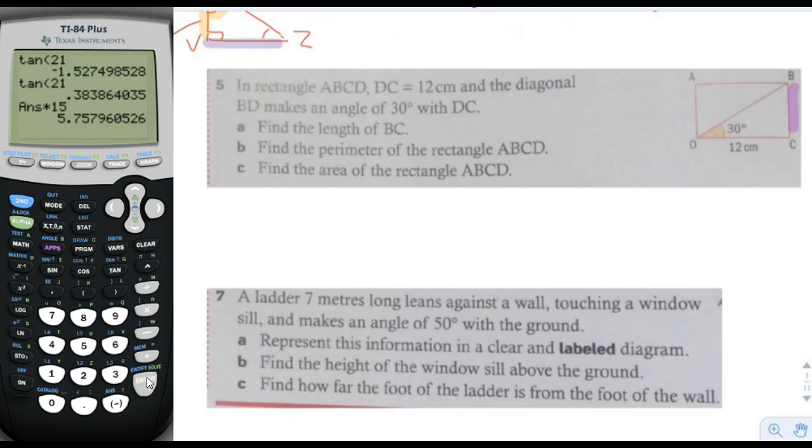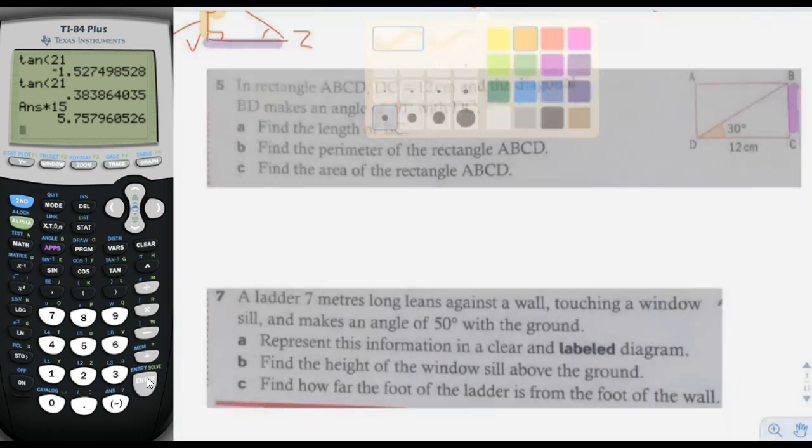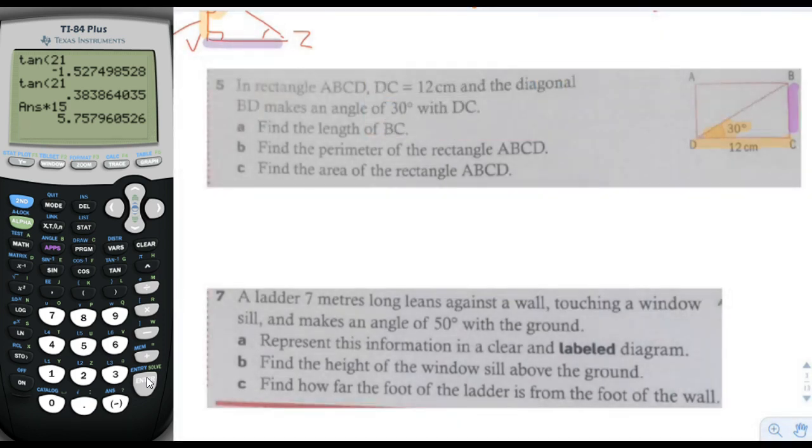Okay, so let's see. We want to know BC, and we do know this, and we know the angle. So how can we relate those? Well, obviously it's tangent, because tangent doesn't involve the hypotenuse, and we don't know the hypotenuse, and we don't care to know it. So we're going to put tangent of 30 degrees, and we're going to put the purple, which is BC, over the orange, which is 12.